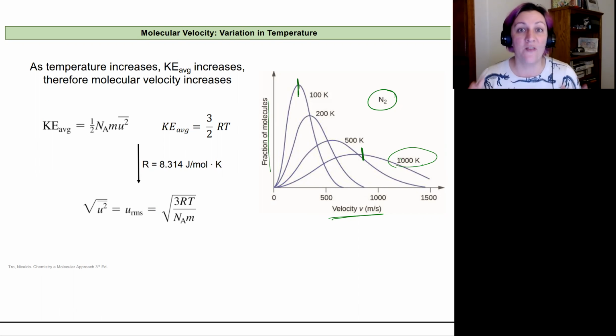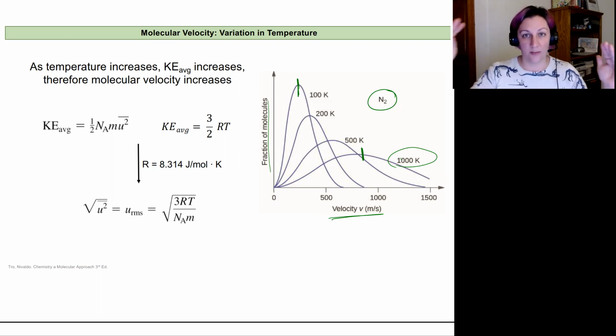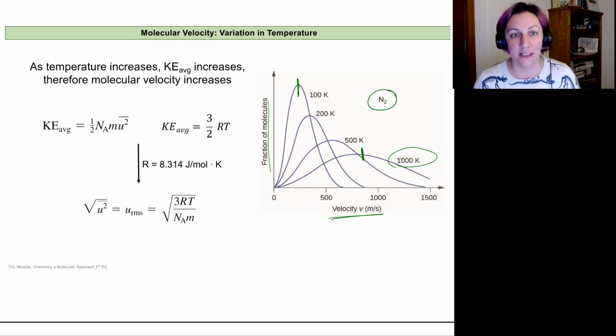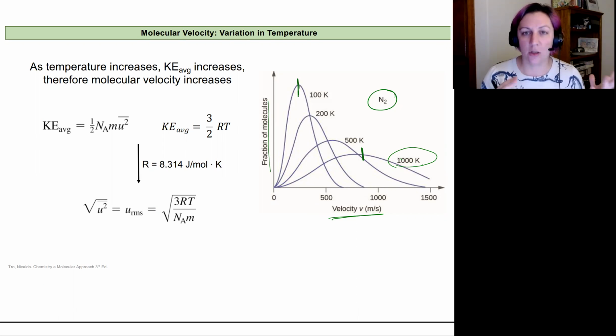And now we have a much faster average velocity. The distribution is much broader, so there's a larger range of possible velocities that a particle could have, but the overall average increases. So we see that as temperature increases, so does the velocity of gas particles.